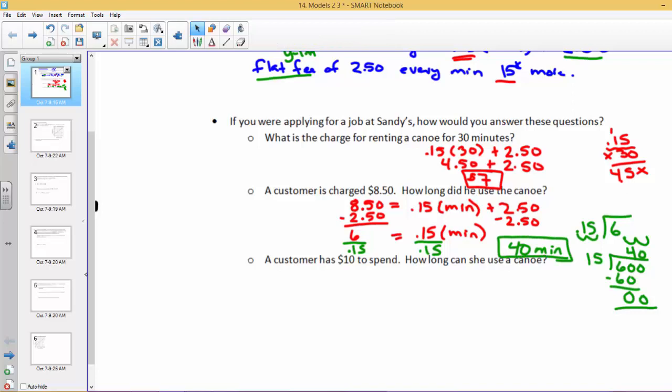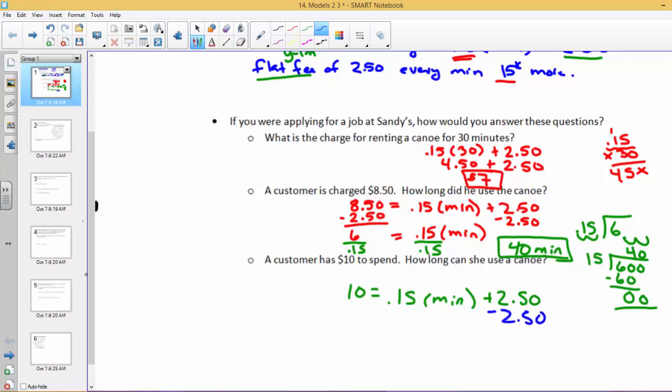Okay, so a customer has $10 to spend. How long can they use the canoe? So again, the $10 is going in for cost, 15 cents a minute, plus $2.50. So the first step would be to subtract 250. So 750 would be equal to 0.15 times minutes. And then you're going to divide by 0.15.